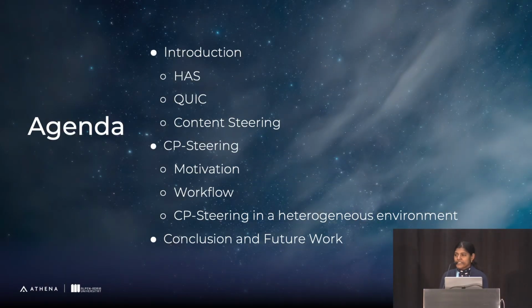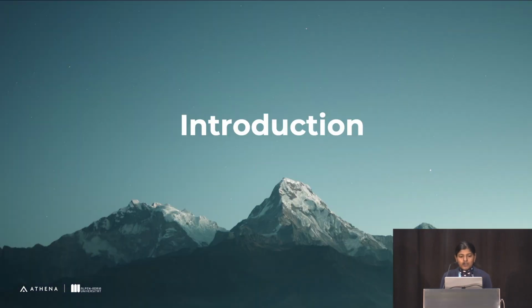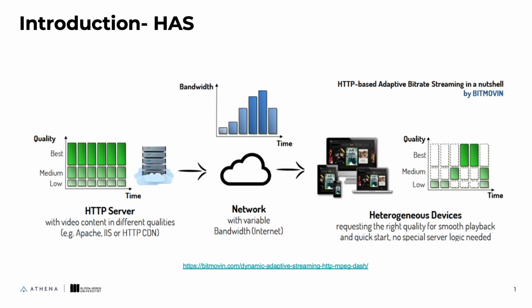So this is a brief agenda. We'll look into the introduction, then the motivation for this work, and the workflow. We all know that on the HTTP server, all the video is encoded in different video formats, and depending upon the network condition and the current playback condition, the client is able to adaptively select the bitrate for the playback.